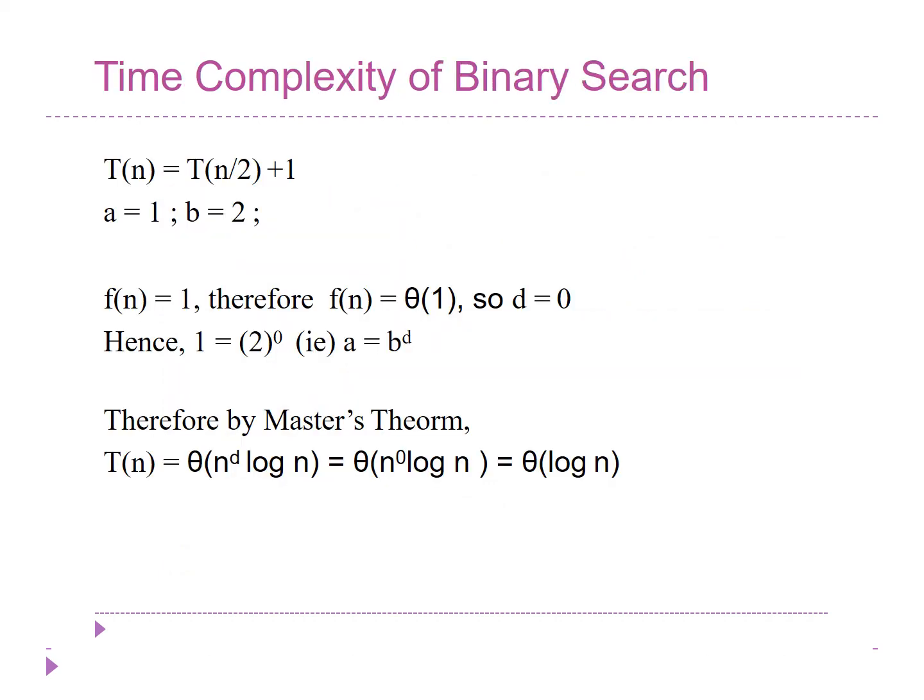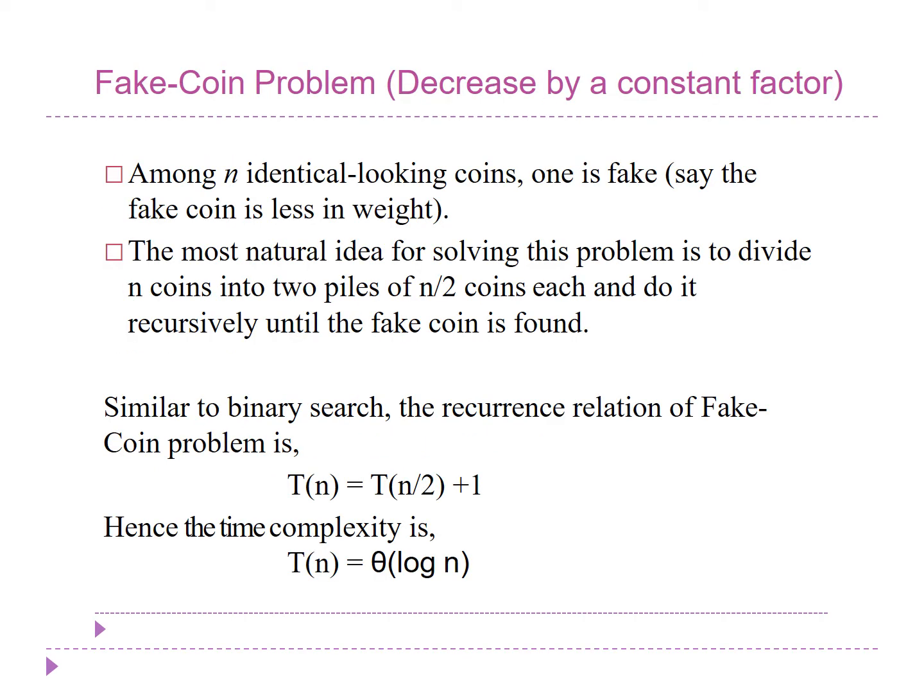The time complexity of binary search is represented by the recurrence equation T(n) = T(n/2) + 1. Solving this recurrence equation using Master's theorem, the time complexity of binary search is obtained as theta of log n. Fake coin problem is an example of a decrease by a constant factor algorithm.